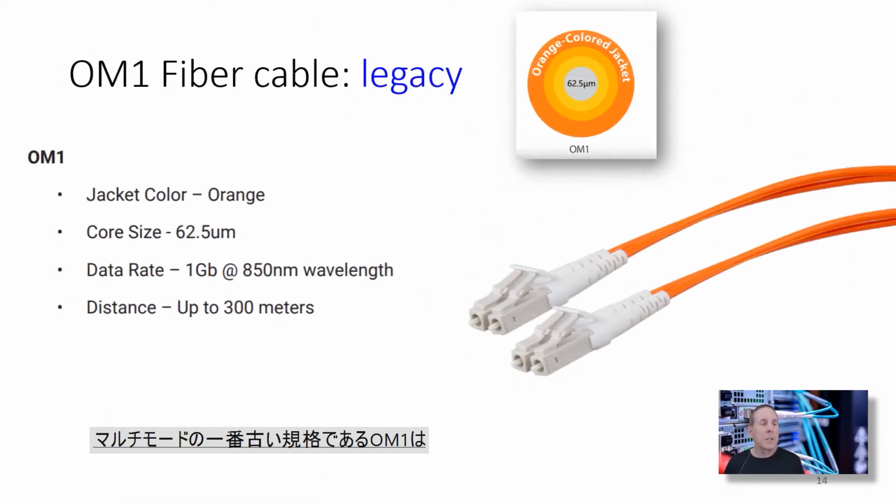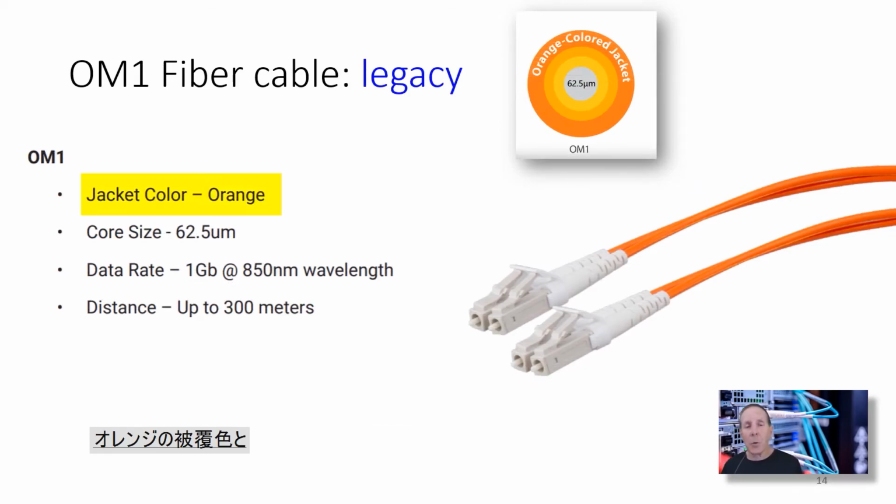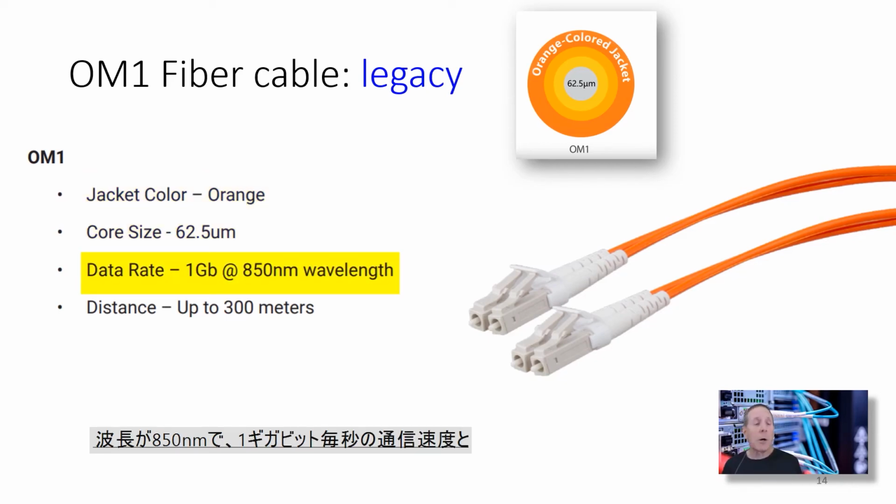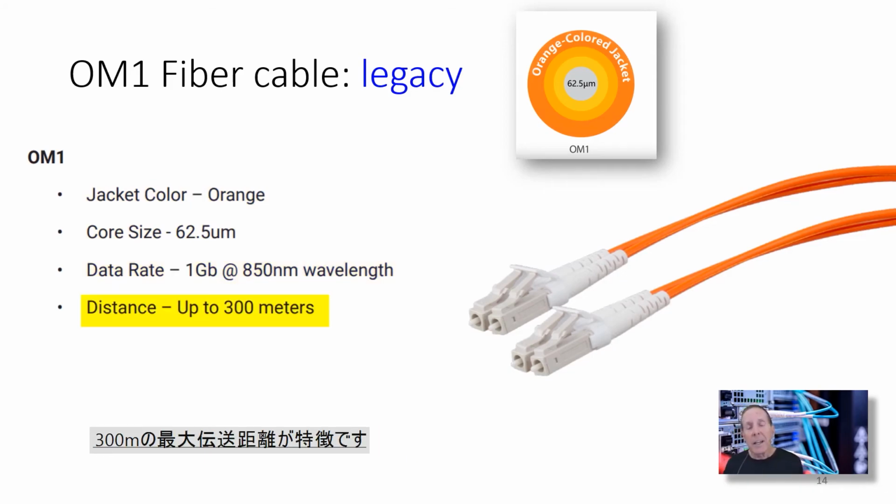OM1 is the oldest fiber standard for the multi-mode. It has an orange jacket. The core size is 62.5 micrometers. It has a data rate of about 1 gigabit per second, and it uses the 850 nanometer wavelength. It can go about 300 meters.